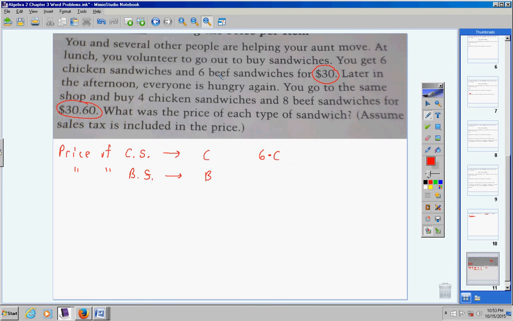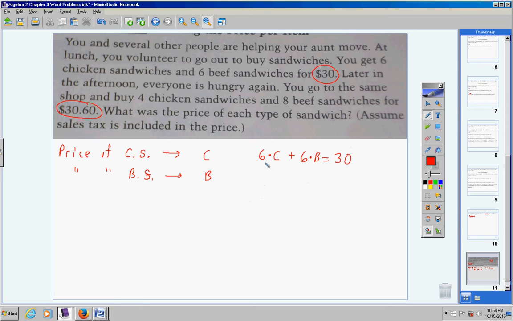I also bought 6 beef sandwiches, right? So if I take 6 times B, now what's B? B is the cost or price of beef sandwiches. So if I take all of my beef sandwiches, 6, and multiply it times the price, that's going to give me the total I spent on my beef sandwiches. So think about it. 6 times C gives me my total cost for my chicken sandwiches. 6 times B gives me my total cost for my beef sandwiches. If I add them together, how much did I spend on that first trip?